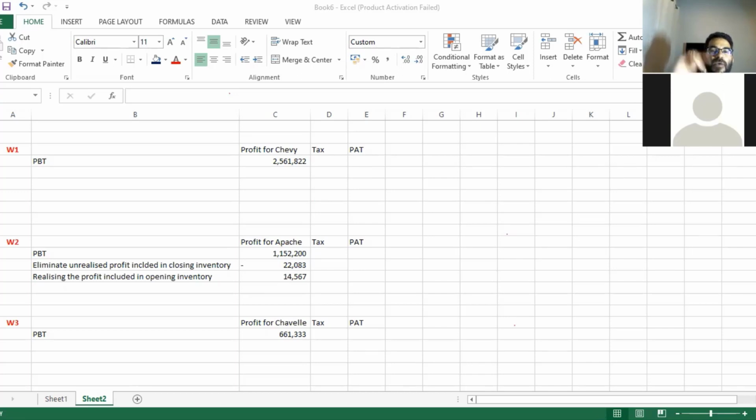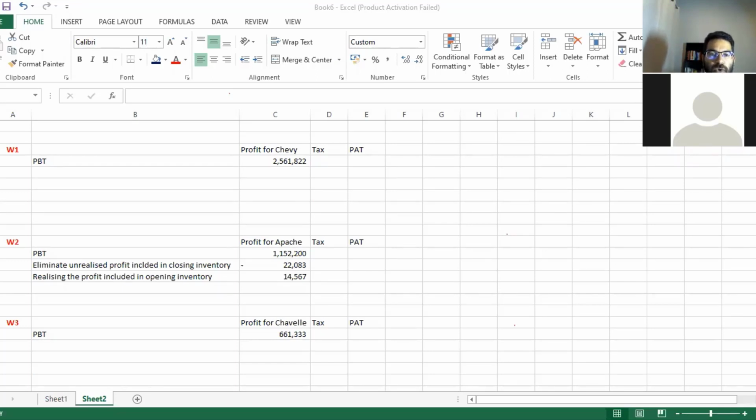So we don't have to make the adjustment. If, however, we started with sales and cost of sales, then we would have to adjust for this figure. But we are not starting with sales and cost of sales, so there's no need to adjust for that figure. So just be aware of that.